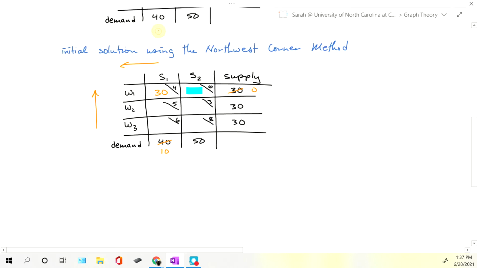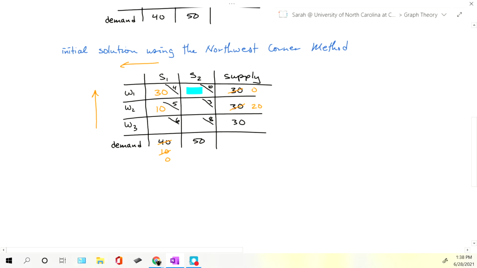So then we look again, and using the northwest corner method, we look for the next cell, as high up as possible and to the left as possible. So now we're looking at cell 2-1. Here we're still at store 1. This warehouse now has 30 units, but store 1 only wants 10 more units. So we're going to put in 10 units that warehouse 2 is going to ship to store 1, and that says that store 1 is completely dealt with.